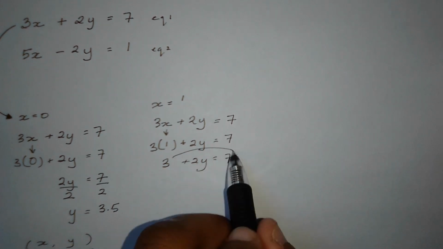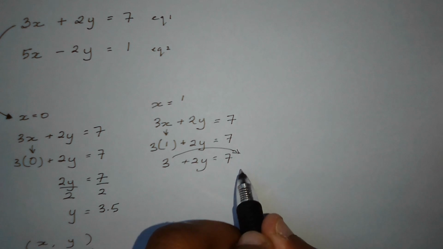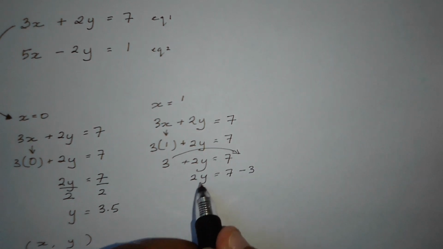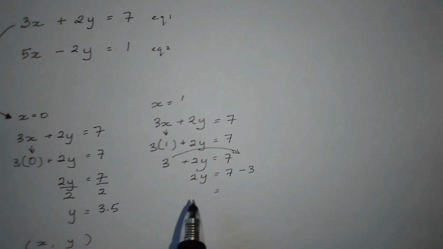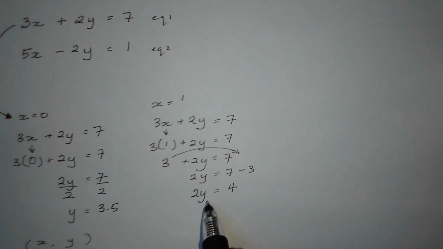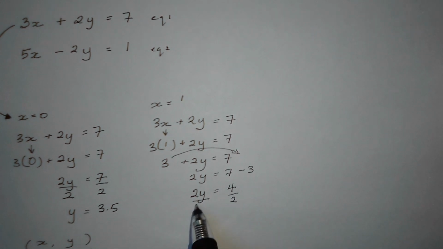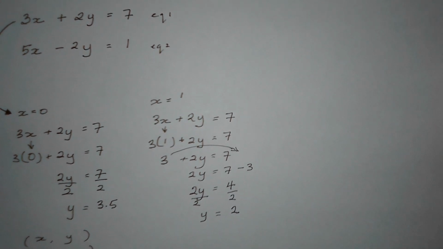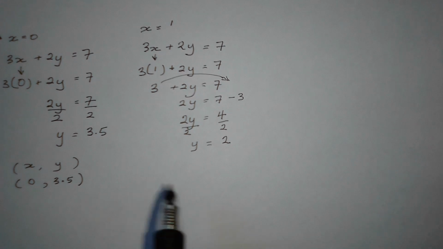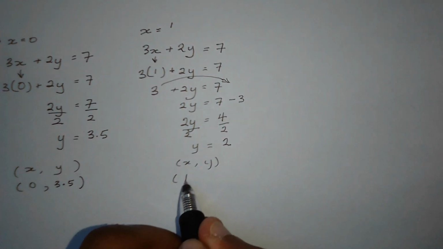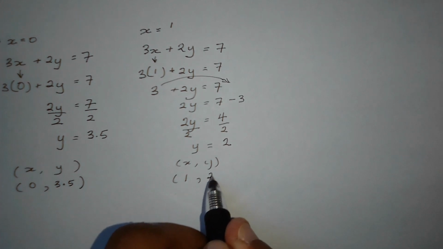When I carry this 3 across, it's going to become minus 3. So 2y is going to be equal to 7 minus 3. And that works out to be 4. Then I'm going to divide both sides by 2 to get y on its own. So y is going to be equal to 4 divided by 2, which is 2. So the second point we would have had is x being 1 and y being 2.